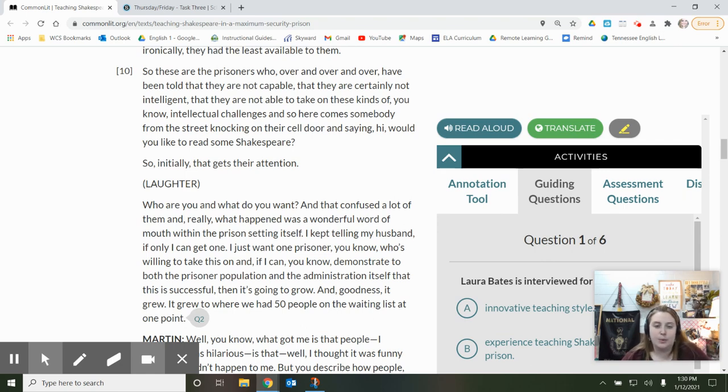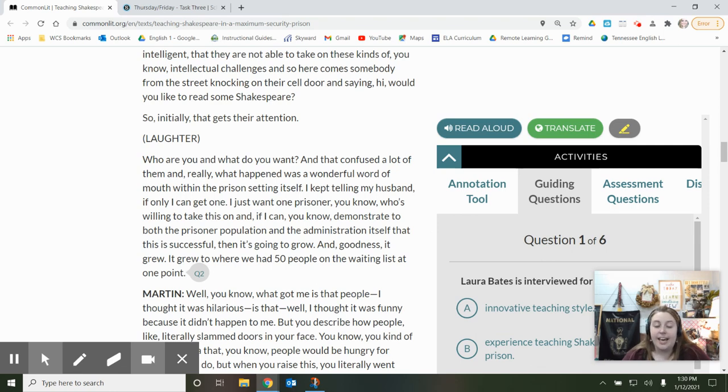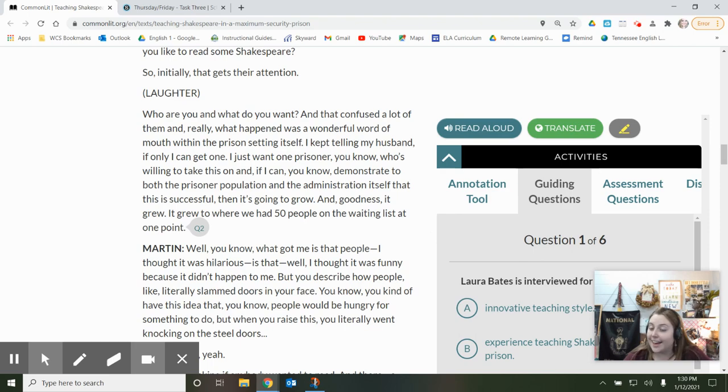And really, what happened was a wonderful word of mouth within the prison setting itself. I kept telling my husband, if I could only get one prisoner who's willing to take this on, and if I can demonstrate to both the prisoner population and the administration itself that this is successful, then it's going to grow. And my goodness, it grew. It grew to where we had 50 people on the waiting list at one point. That is insane. That's so cool.